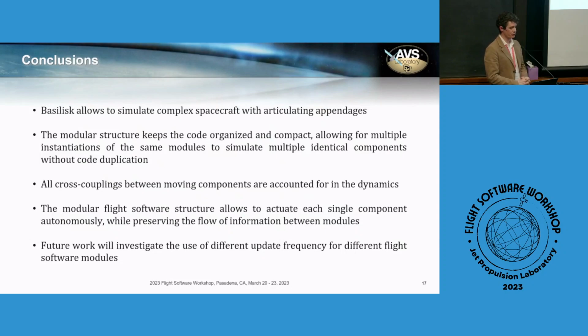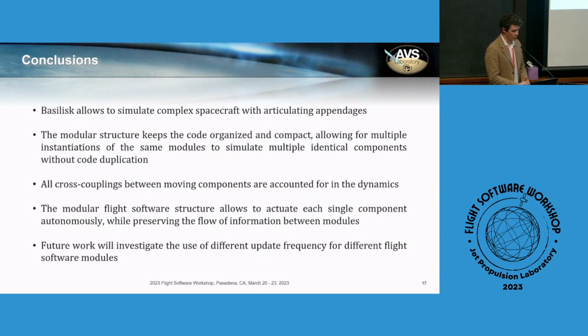The modular structure keeps the code organized and compact, allowing for multiple instantiation of the same modules to simulate virtually identical components without code duplication. What does this mean? The solar arrays, we did not have to code them twice. We only coded them once and then created 2 instances of the solar array class and the PD controllers that actuate them and so on and so forth. All those PD controllers, we only coded them once and then we just made multiple instances of that.